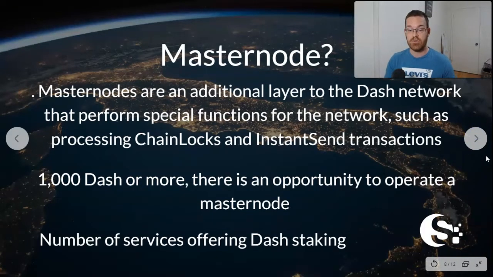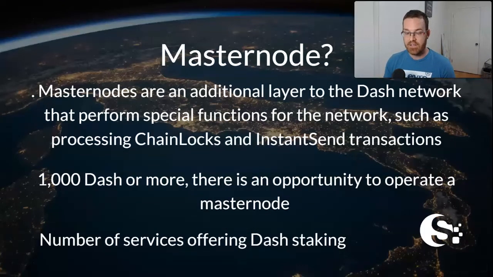So now the masternode. Like I said before, masternodes are an additional layer to the Dash network that performs special functions for the network, such as processing ChainLocks and InstantSend transactions. To run one, you need 1,000 Dash or more, and then you have the opportunity to operate a node. In the US, you're probably looking at $65,000 for that to make it happen.